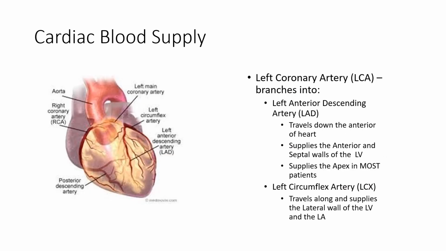The left coronary artery branches into the left anterior descending and the left circumflex. The left anterior descending travels down the anterior of the heart. You can see it right here. It supplies the anterior and the septal walls, and then in most patients it also supplies the apex. So the left coronary artery is extremely important. If you have a proximal blockage in the left anterior descending, that could potentially impact the blood supply to the anterior and septal walls of the heart as well as the apex.